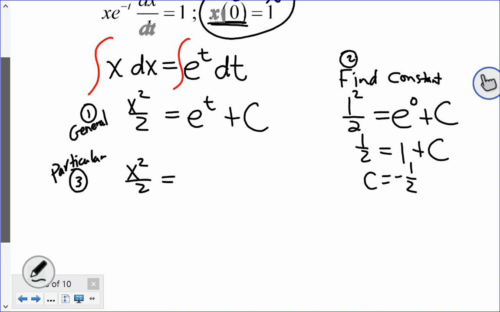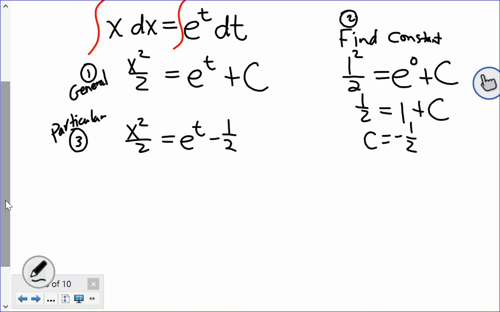And now I don't care what x squared over 2 is. I want to know what x equals in this case. So I'm going to multiply everything by 2. This time I do have to multiply 2 times negative 1/2 because it's no longer a generic constant. It's an actual number. So that's going to end up being minus 1, and then x would be plus or minus the square root of 2e to the t minus 1. And that would be your particular solution.